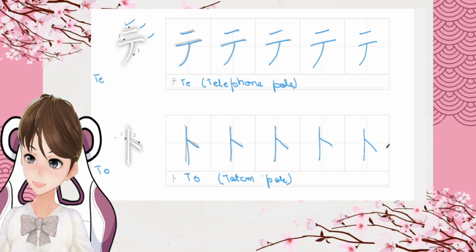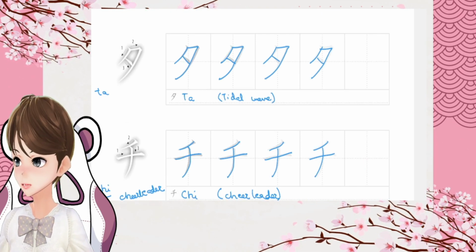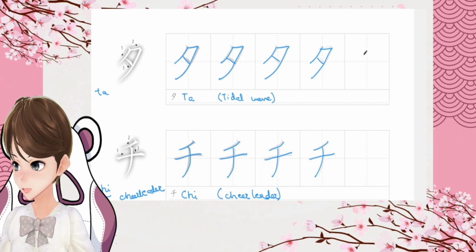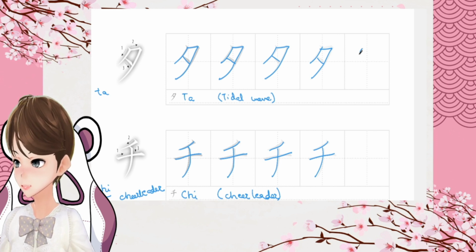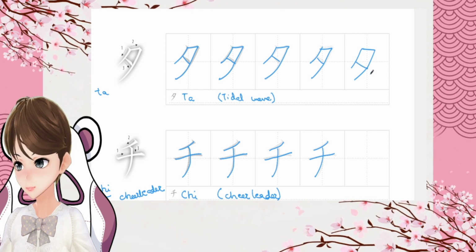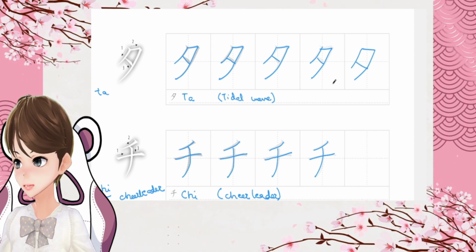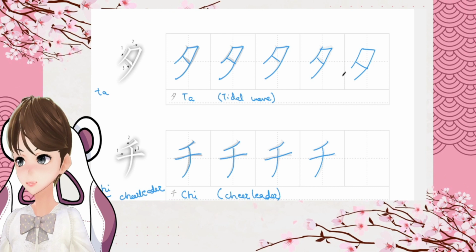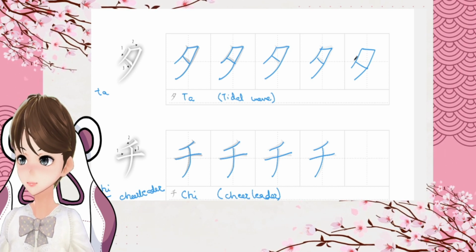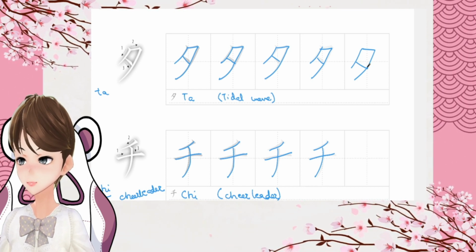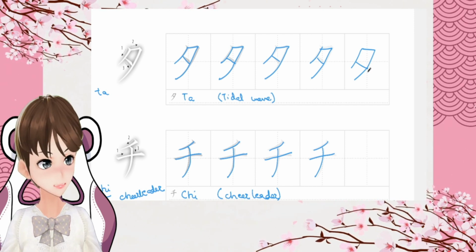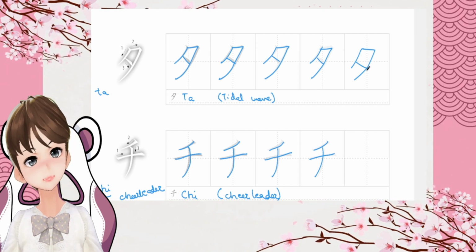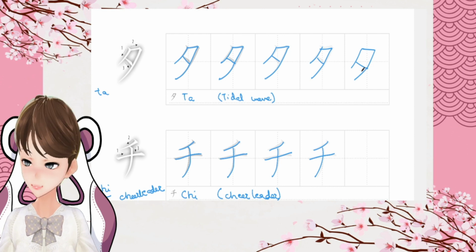So let's go through the characters once again. The first character in the T line is the ta character, which almost looks like a tidal wave. The way that we write it is 1, 2, and 3. Now this character is very similar to the ku character. The only difference is that there is a line which connects the two lines here. So please make sure to practice them separately.